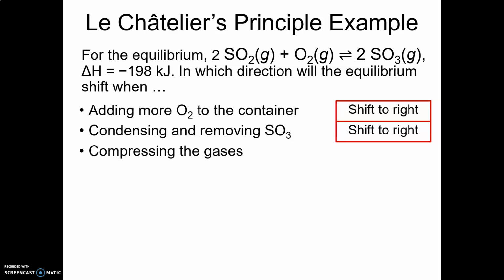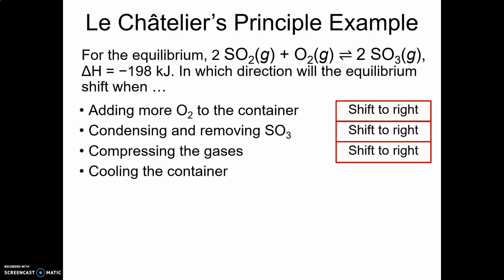What about if I compress the gases? Compress means diminish the volume. If you diminish the volume, you have dramatically increased the pressure, so we need to bring the pressure back down. Which side has less moles? The left side has 2 plus 1 is 3. The right side has 2. So we're going to shift to the right because that's the side with less moles.